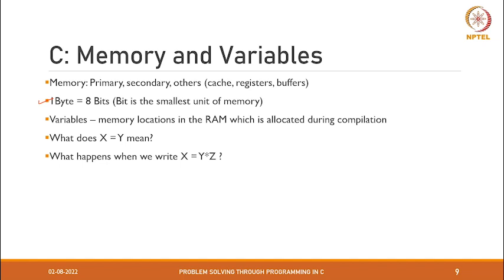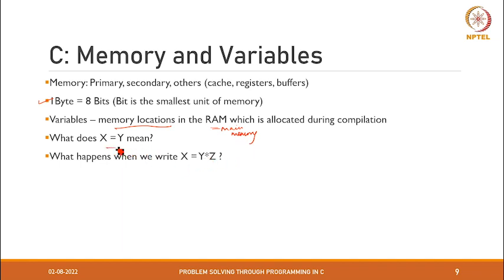Okay, so the last thing that I wanted to cover here is what exactly is a variable. A variable is basically a memory location in the RAM, which is basically the main memory that we talked about in that earlier figure.